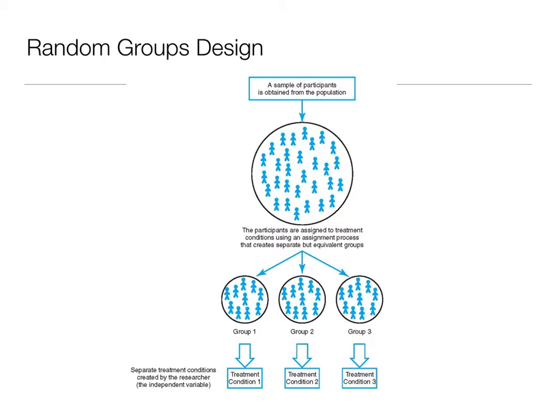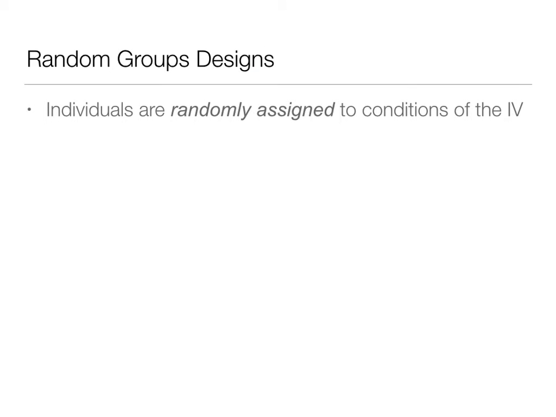So everybody's got an equal shot of being in whichever conditions there are. Here we have group 1, group 2, and group 3. They're separate. We don't have any overlap between them. But again, everybody's got an equal shot of being in one of the three. These people are randomly assigned to the conditions of the independent variable. If you have 2 conditions, you're going to have 2 groups of people. If you have 3 conditions, you're going to have 3 groups of people.